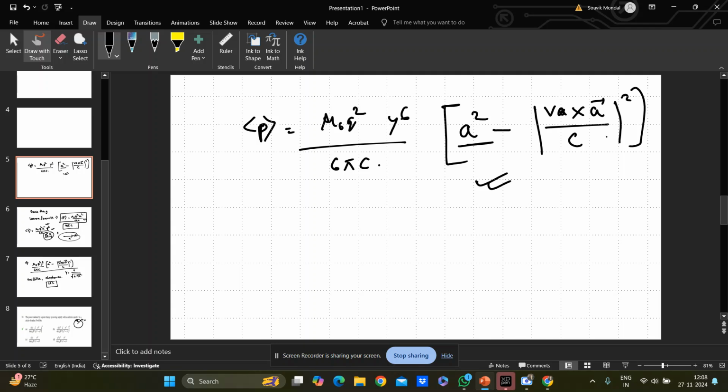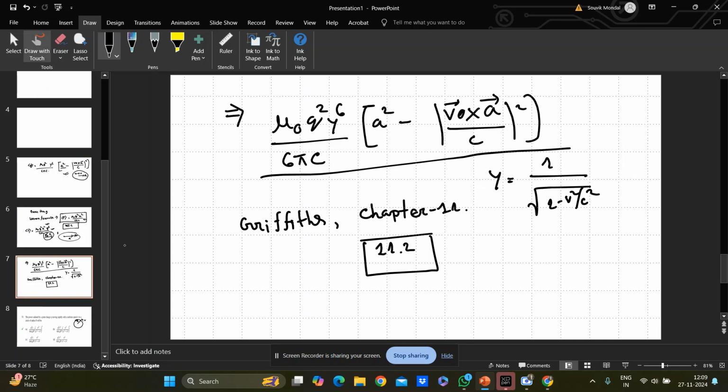Okay. Now you can easily check that if your v and a are in the same direction, then this term goes to 0 and only this term survives, so you will get your previous configuration. So yeah, it gets satisfied. Okay, so this is the way you can remember it.